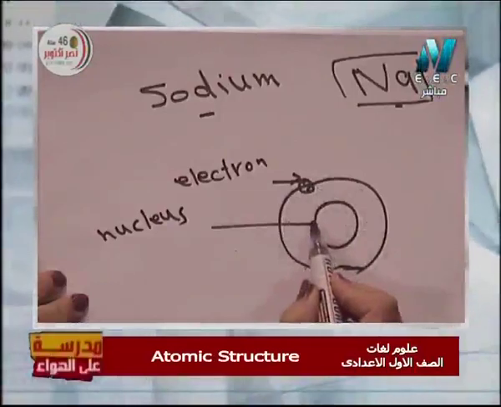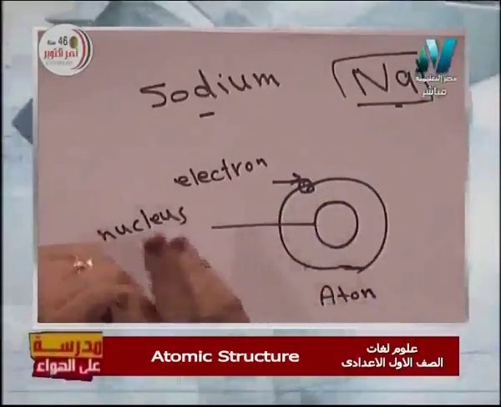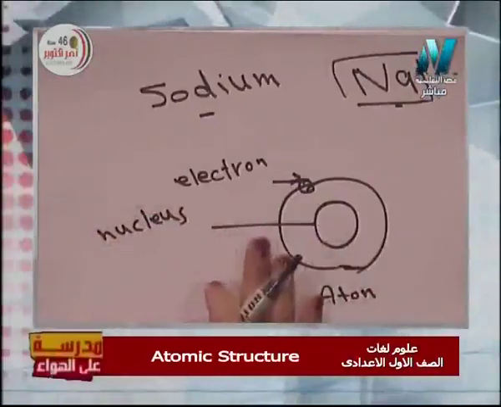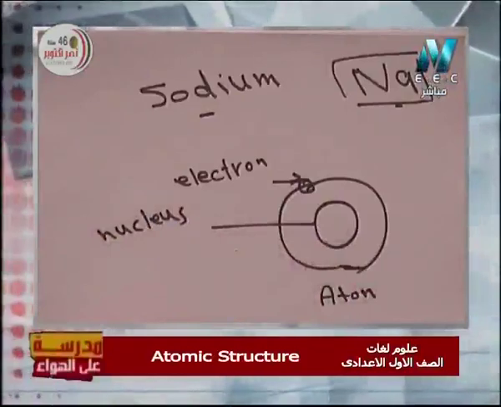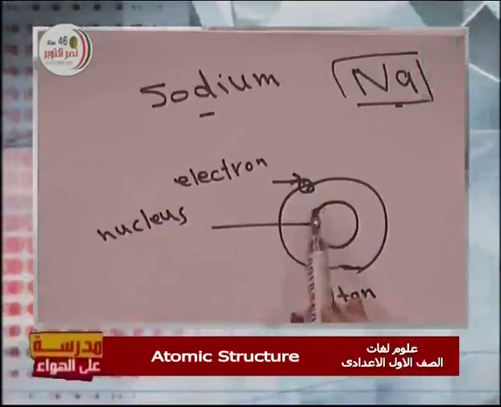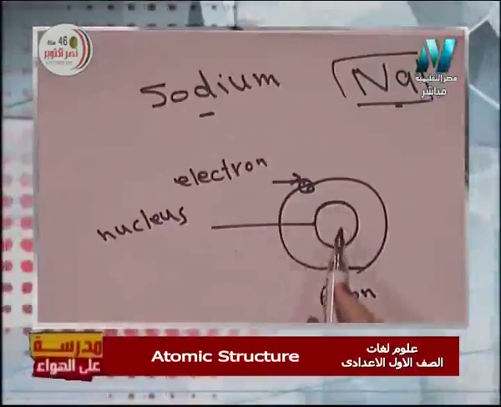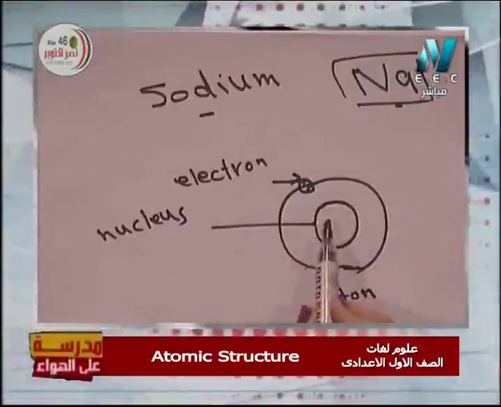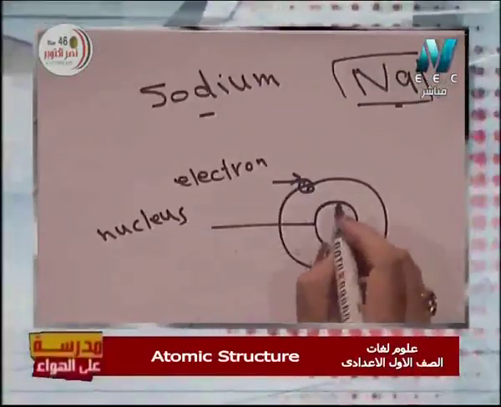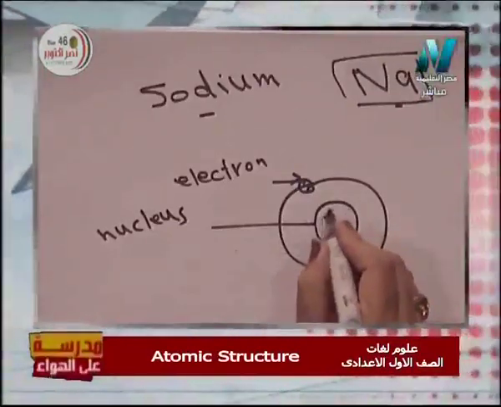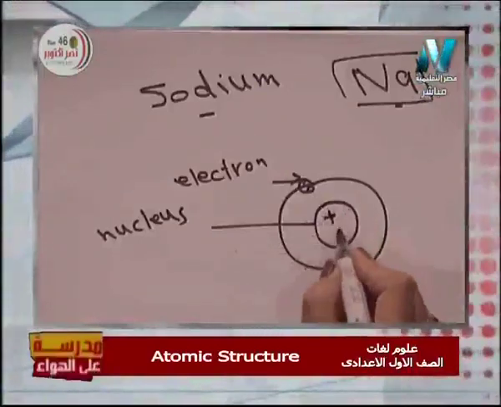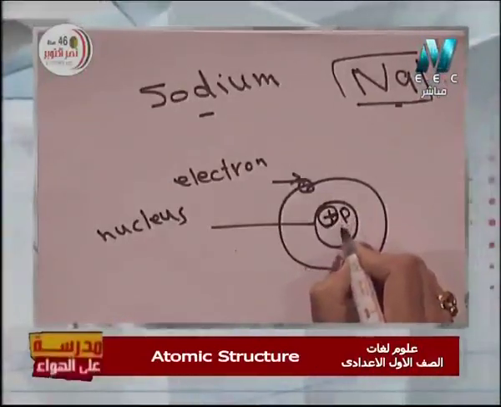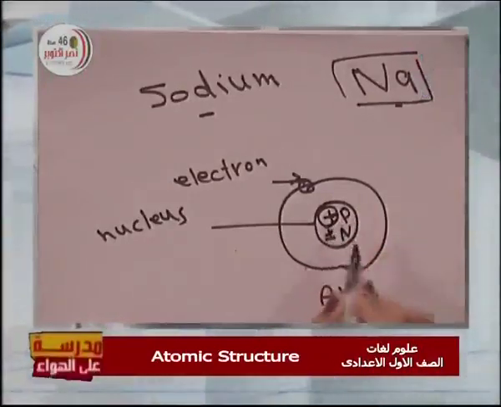Number one, first we talk about nucleus. هنتكلم بقى عن جزء. Nucleus, it's the center of atom. Contain two types of particles. Has protons. يعني عندنا protons carry a positive charge، and neutrons carry a neutral charge.